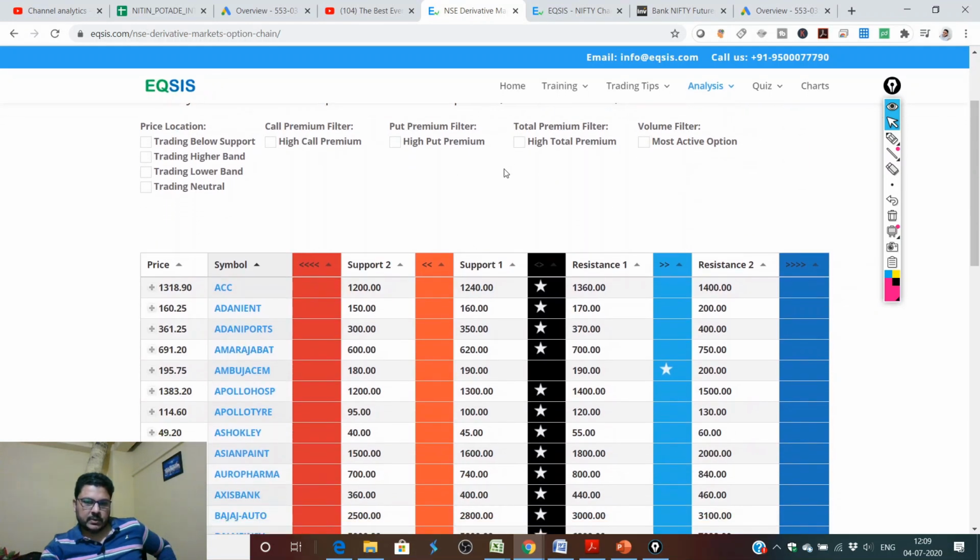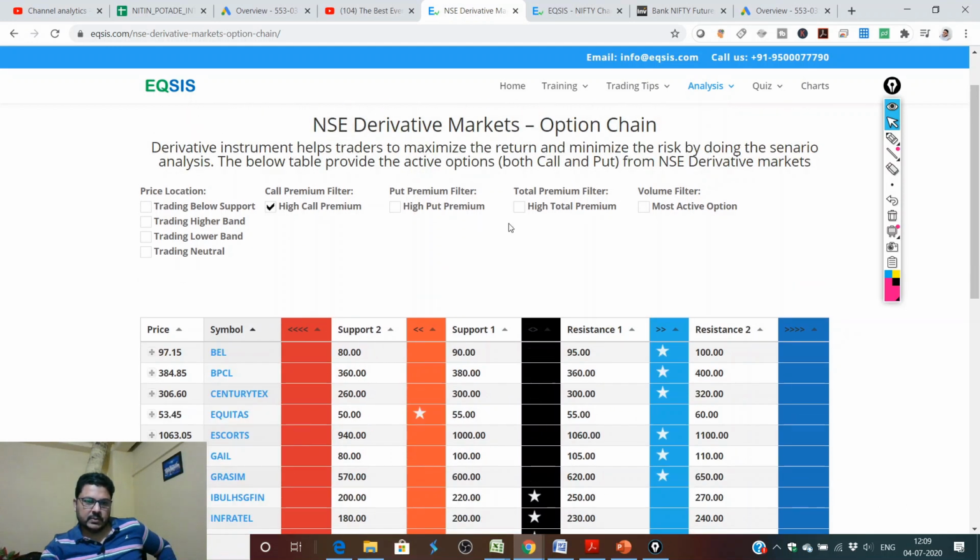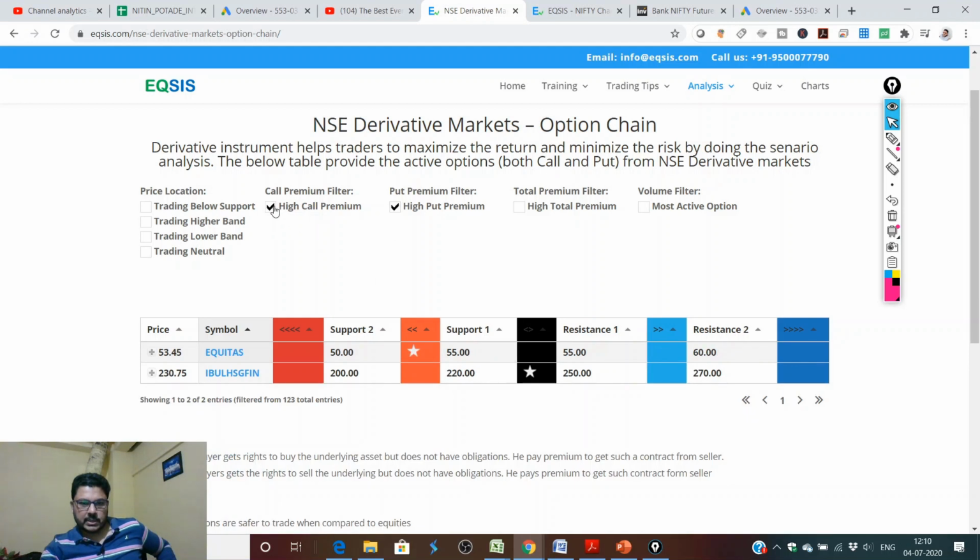This is a beautiful thing which I found on this. You have this option chain where you can filter using which has the high call premium. And where is the price? 97. So where is the price now? It is near the resistance 100. So you can short a 100 put like this, or buy a 100 call like this.